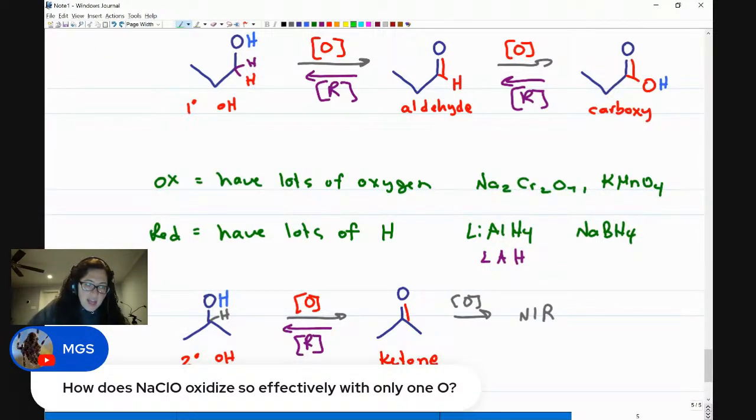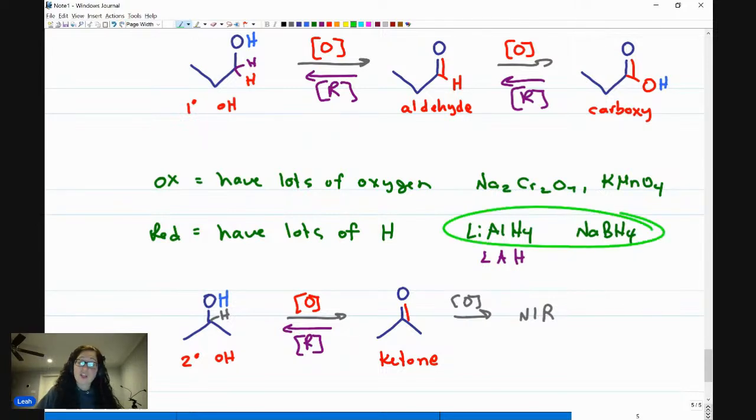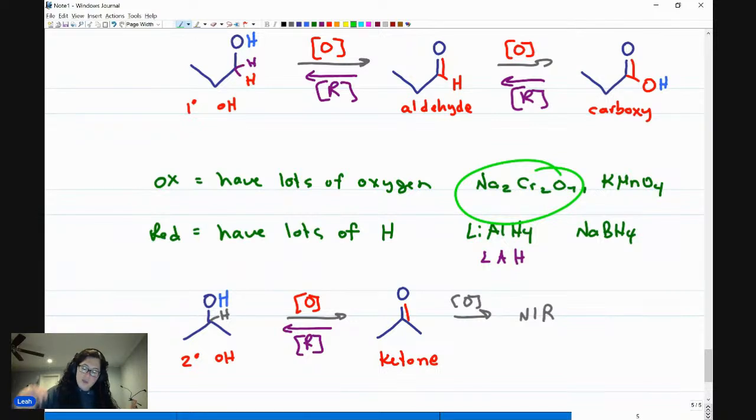How does NaClO oxidize so effectively? It has to do with the reagent itself, not the fact that it has so many oxygens. But the way I look out for it is I'm looking for the oxygen. So notice these 2 have no oxygen in them. They have hydrogen for reduction. Typically, you do enough practice, you will have memorized the right reagents. But if sometimes you get stuck, is this oxidation or reduction, look for the O versus the H. So I have oxygen, oxygen, hydrogen, hydrogen, and hydrogen.